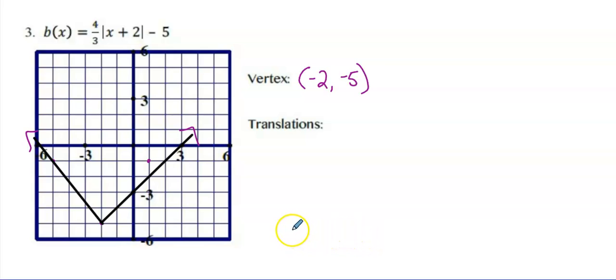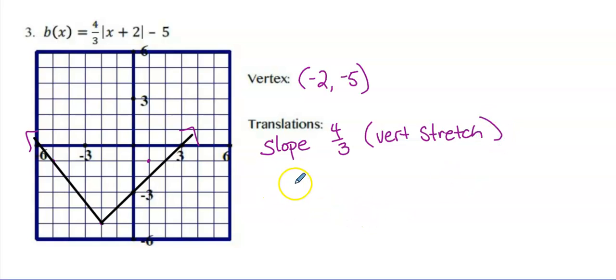The translations that we want to note would be, sorry, I'm looking at the wrong one. The slope is 4/3. It's a vertical stretch. Left 2 and down 5. And that's it.